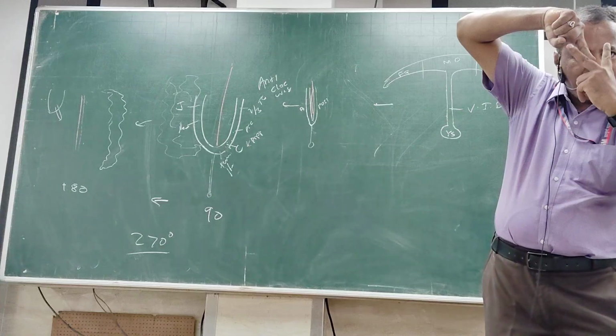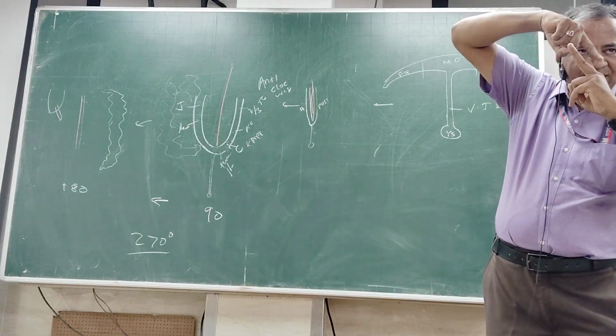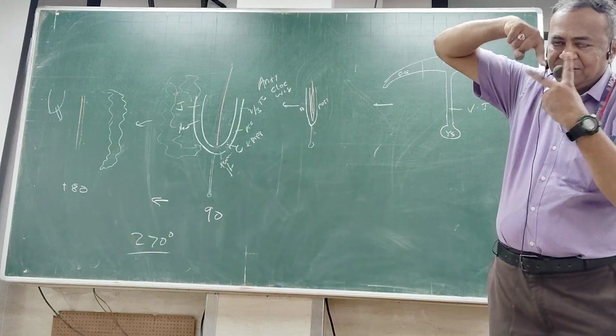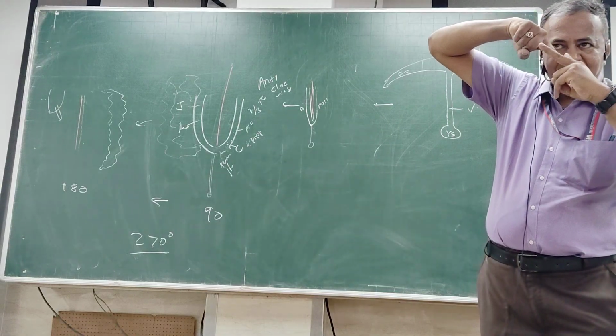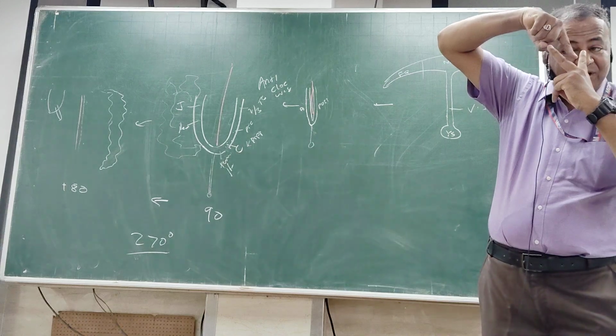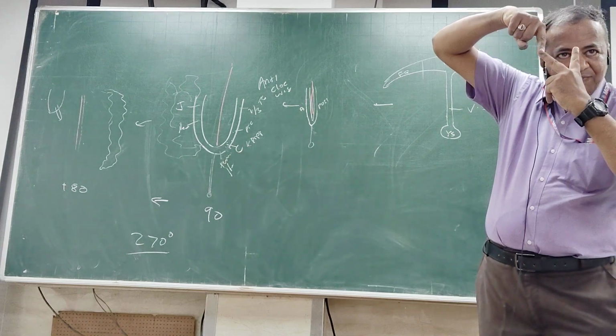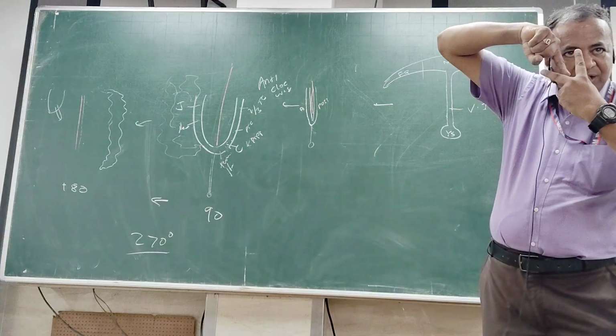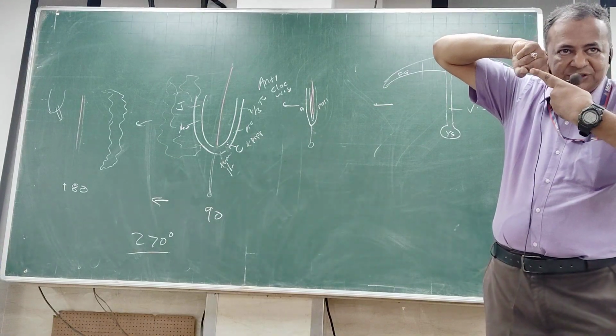Jejunum is now coming to the left side, and cecum, ascending colon is going to the right side. So first 90, then further 180. So they take their positions. While that further 180 is happening, jejunum, ileum, they come from behind the artery, and cecum, ascending colon, they go in front of the artery and take position on the right side.